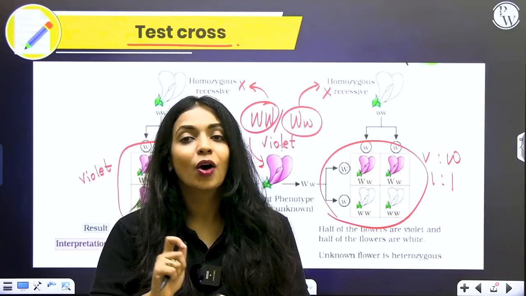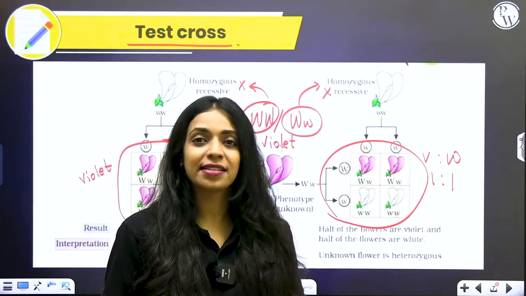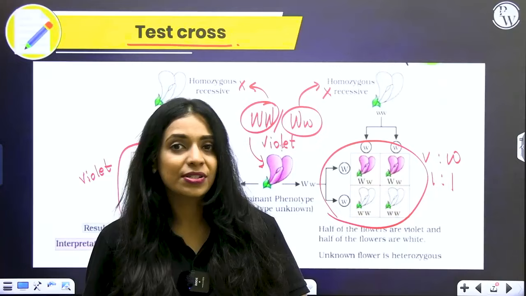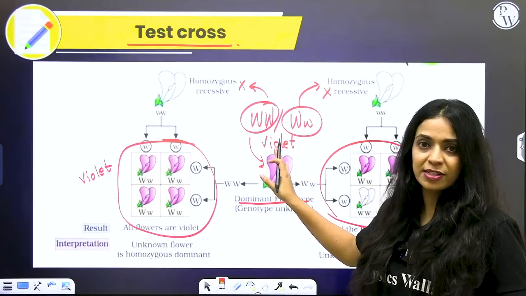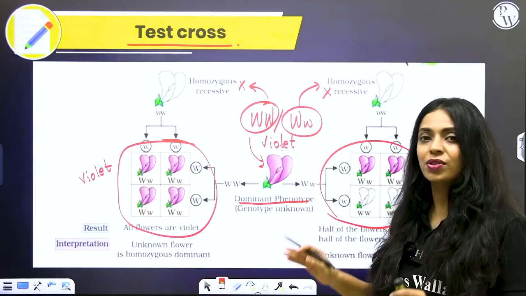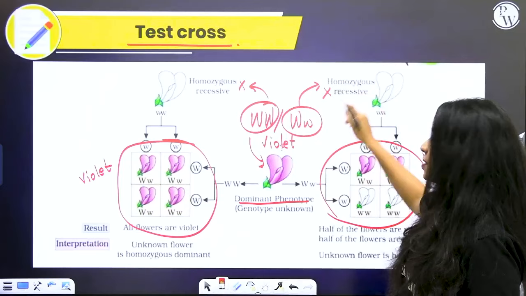In the offspring, if you get a mixture of dominant and recessive traits in 1:1 ratio, then that means that was a heterozygous dominant plant. Okay, so that's about a test cross. Basically, what we do here is, if we have a dominant phenotype and we're not sure about its genotype, if you want to test whether it's homozygous dominant or heterozygous dominant, all we have to do is just cross it with its recessive parent. Okay, so something that has homozygous recessive trait, if you cross it with that, you will get to know whether it's homozygous dominant or heterozygous dominant.